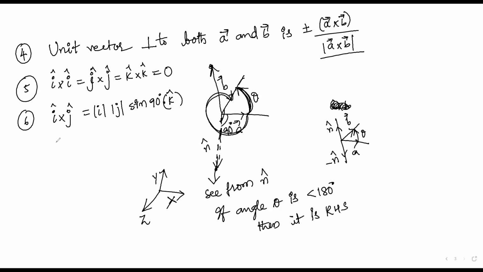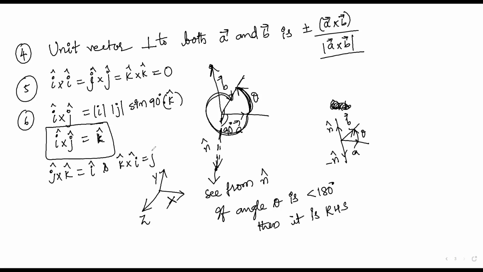So this I cross J becomes mod I is 1, mod J is 1, sin 90 is 1, K cap. This is what you need to understand. Similarly, J cross K becomes what? I cap. And K cross I becomes what, you know? J cap. You know this one properly.